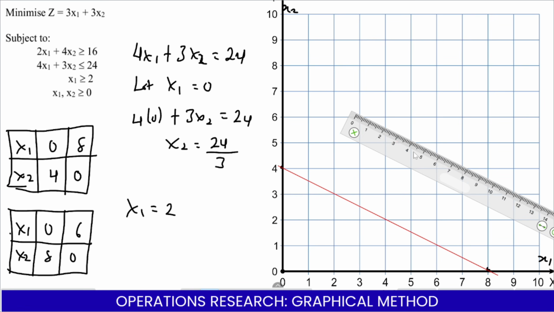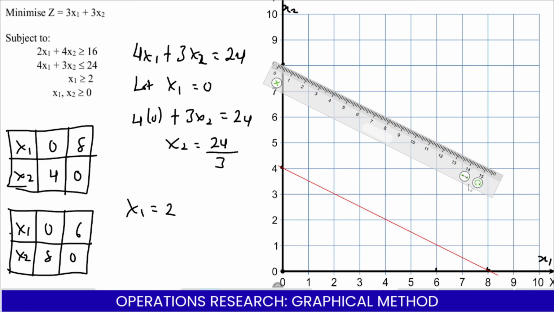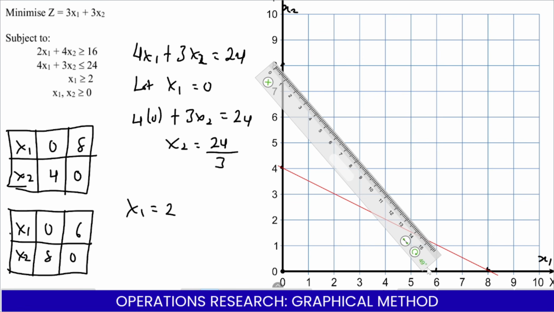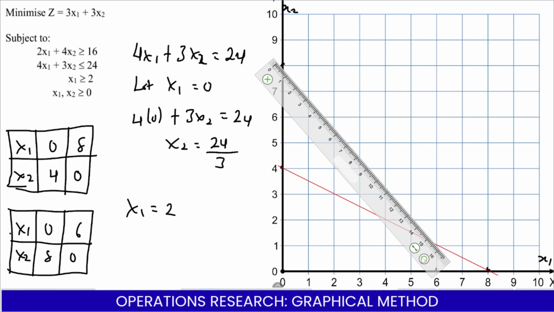Alright, so that's for the first constraint. Then you do the same for the second constraint. So when x1 is 0, x2 is 8. So that's this point. And when x1 is 6, x2 is 0. So that's this point. So 8 and 6. Let's draw a straight line to pass through the 2 points.